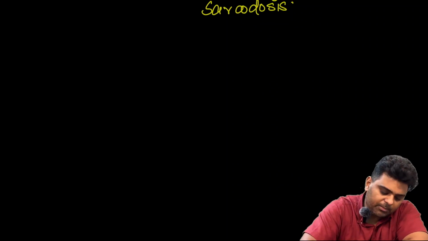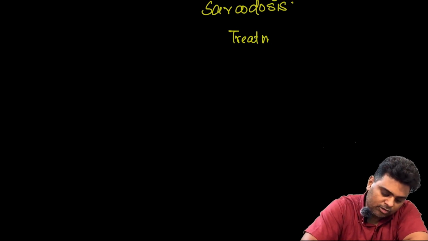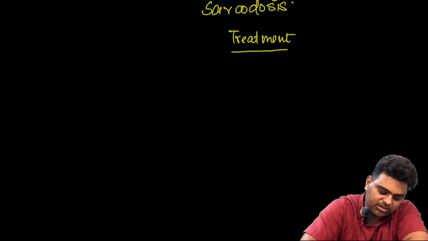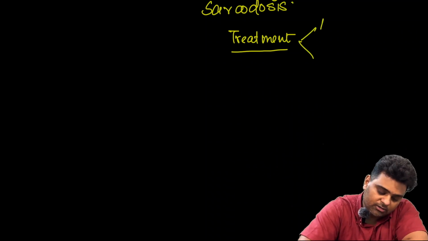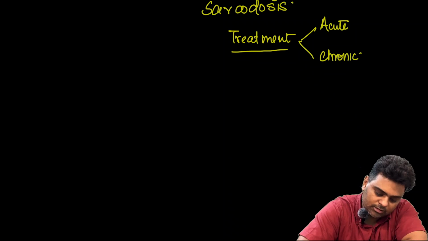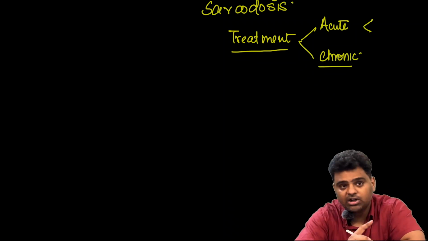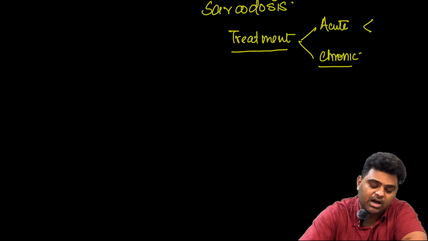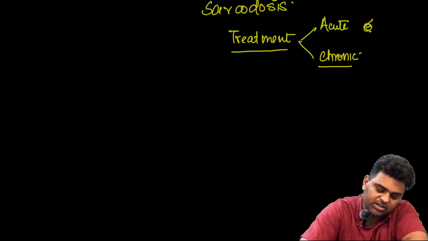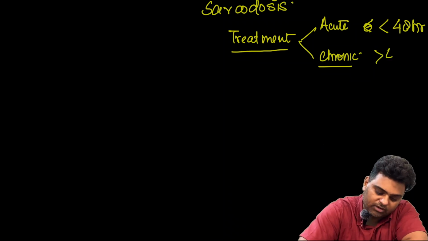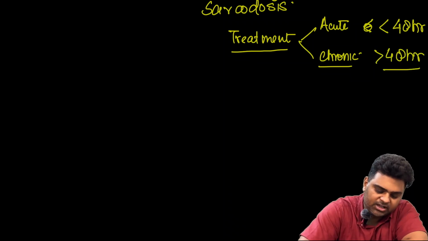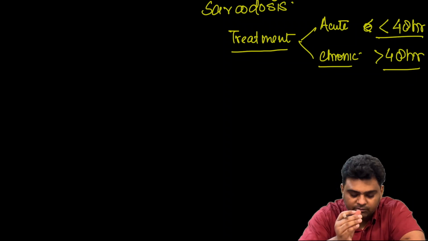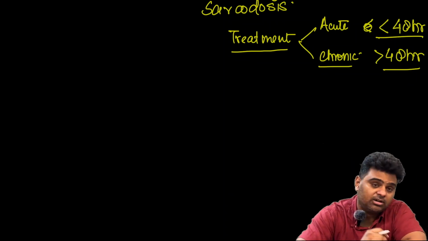For treatment, you have to divide the atrial fibrillation into two parts, whether it is acute or chronic. Acute means atrial fibrillation which has come within 48 hours, and chronic which has come after 48 hours. Now, why has this 48 hours been chosen? There is a logic behind it.